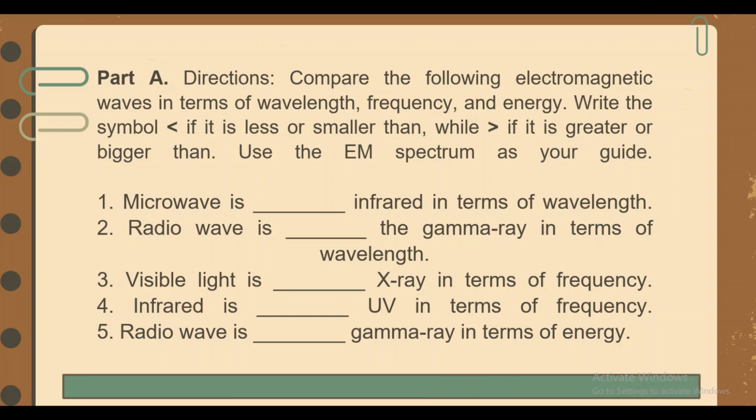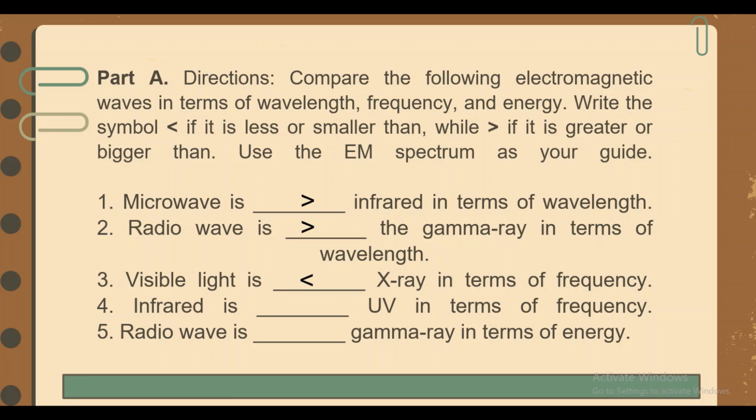Time's up. Let's reveal the answers. For number 1, microwave is greater than infrared in terms of wavelength. Number 2, radio wave is greater than the gamma ray in terms of wavelength. Number 3, visible light is less than X-ray in terms of frequency.